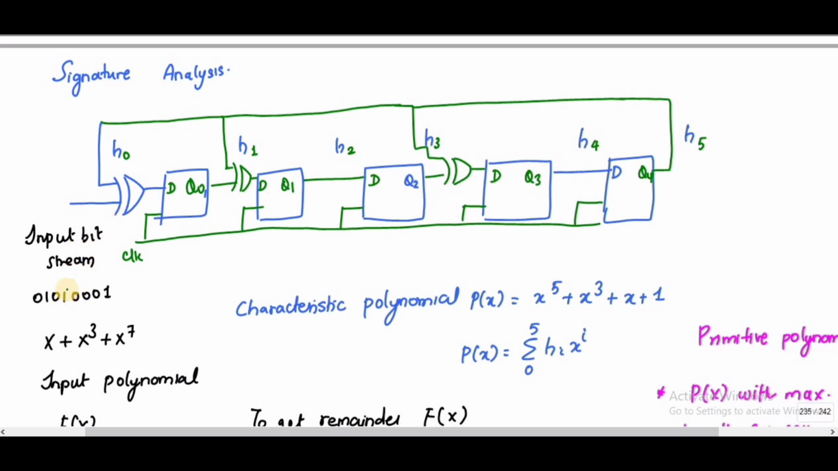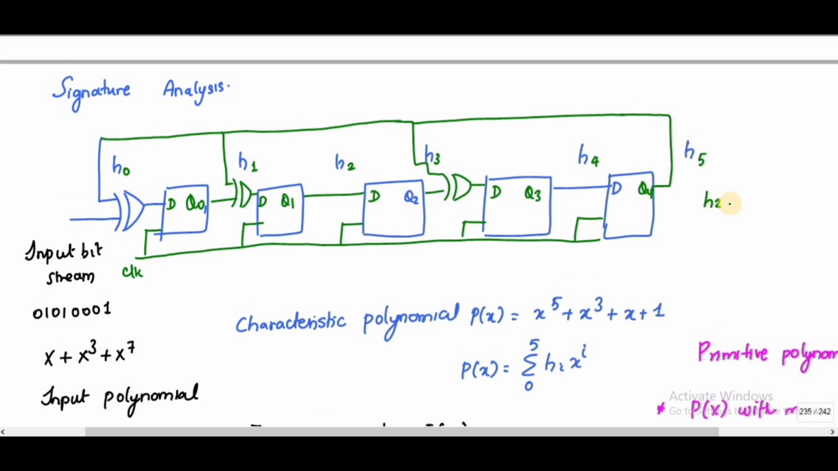Here what I am going to do is find the characteristic polynomial from this block diagram. You know that you have 5 flip-flops. So P of x is equal to summation i from 0 to 5 of h_i x^i, starting from h0, h1, h2, h3, h4 and h5. Here h2, h3 and h4 are equal to 0. Substituting in this equation, you will get 1 plus x^3 plus x^5.